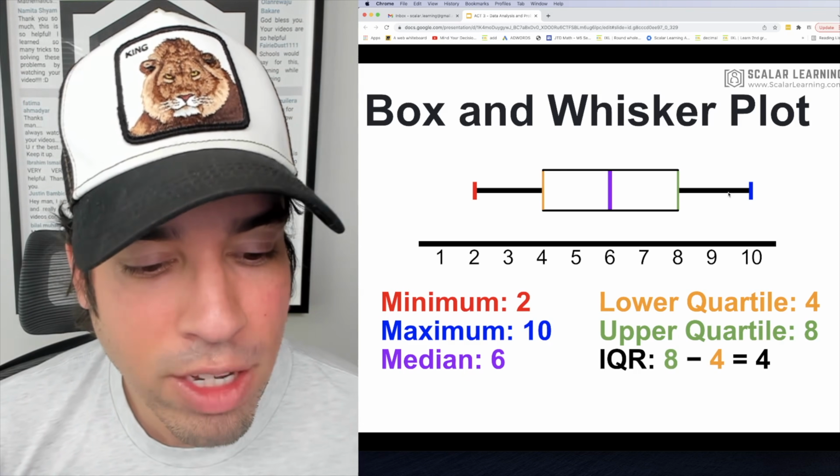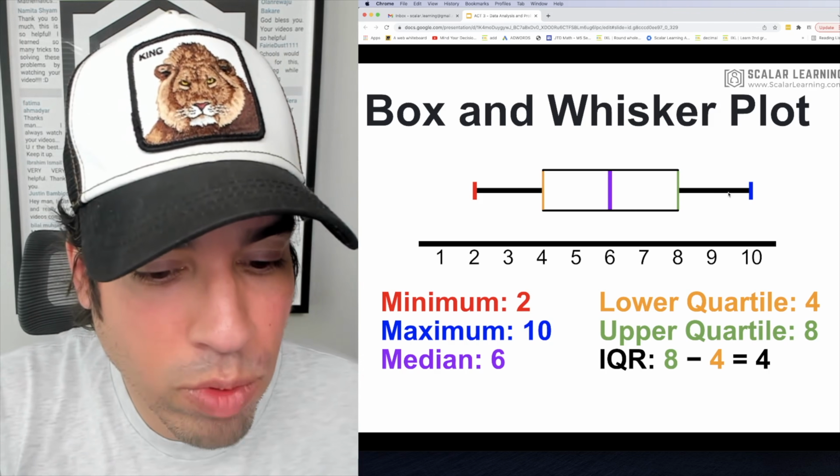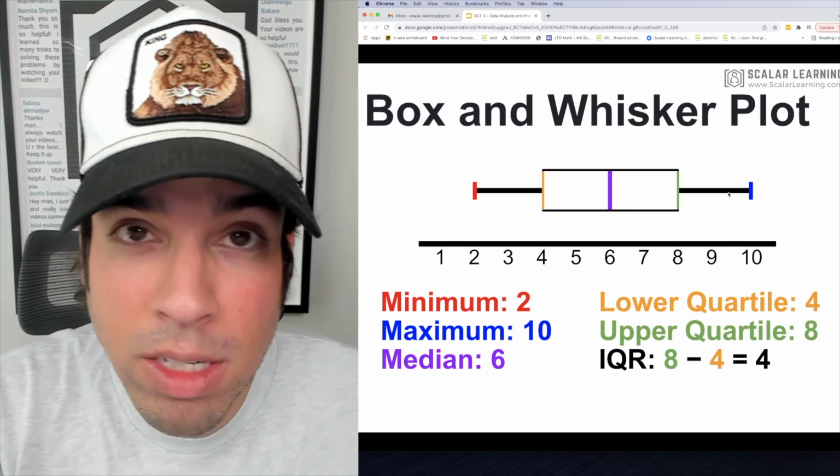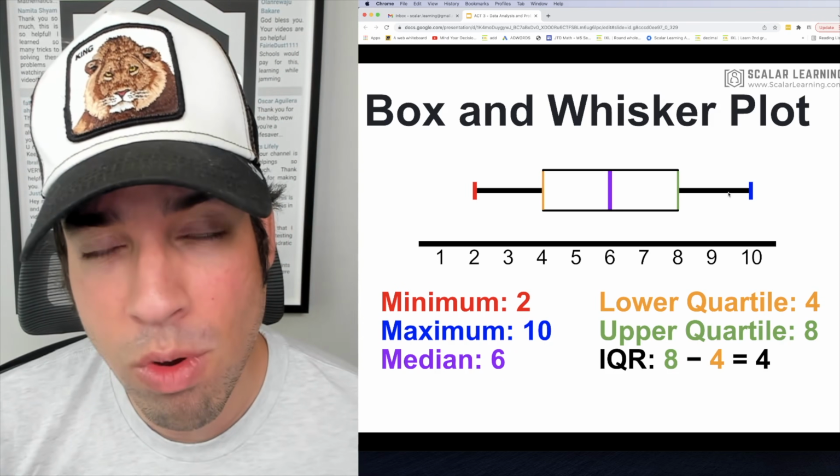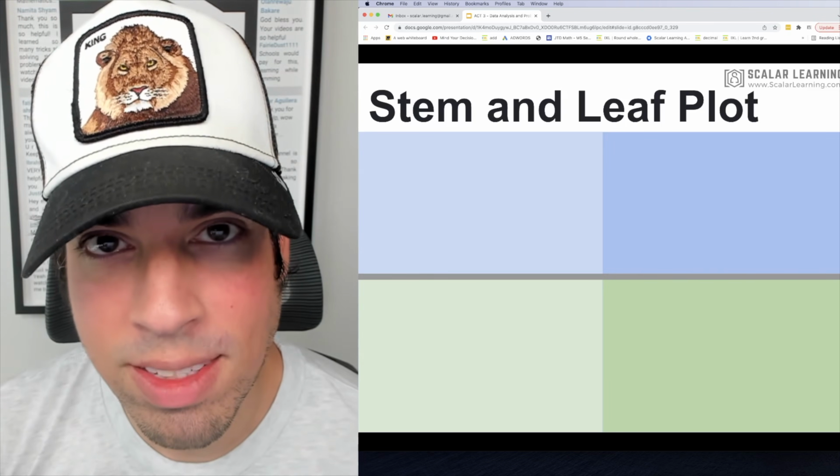Finally, we have the IQR. That is the interquartile range. That is the upper quartile minus the lower quartile, which in this case is 4. Boom, done. Next, we're going to talk about stem and leaf plots.